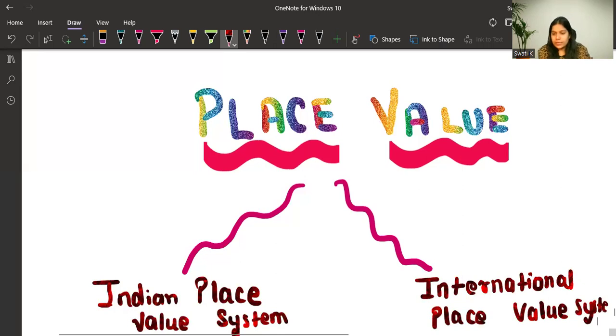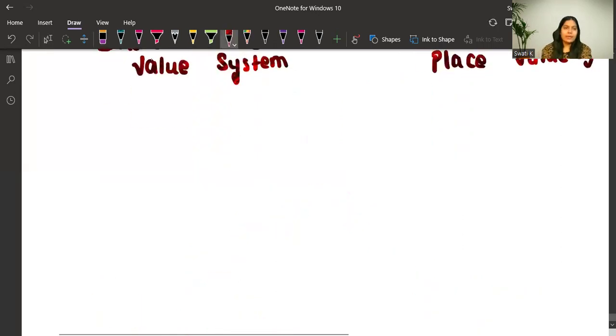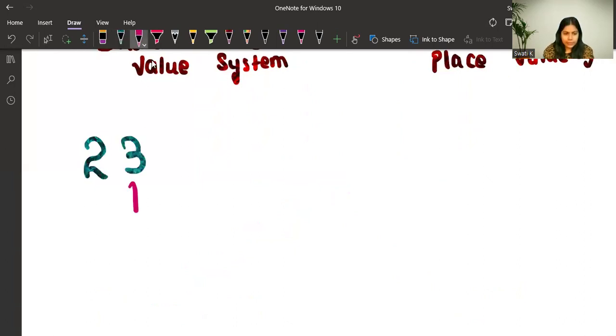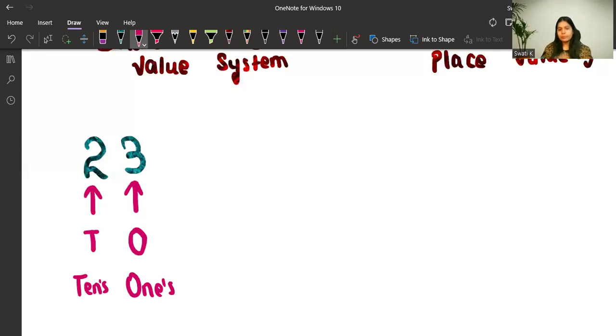For Indian place value, I'll take one example. For example, I'm taking a number 23. What is the place value of 3? The place value of 3 is ones. In short form, we write O. The place value of 2 is tens. In short, we write T. And that is how we read the numbers. It all depends on the place values. Because 2 is at the tens place, we read this as 20, because 2 tens is 20. And then 3 ones is of course 3 only, that is why it is 23.